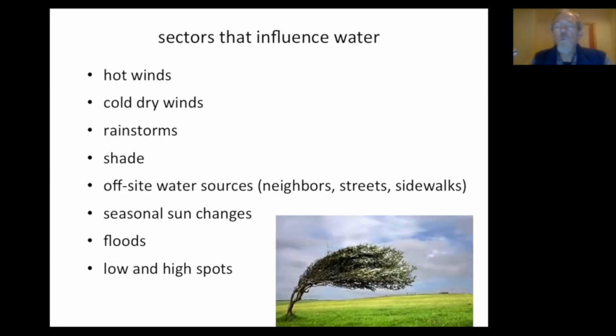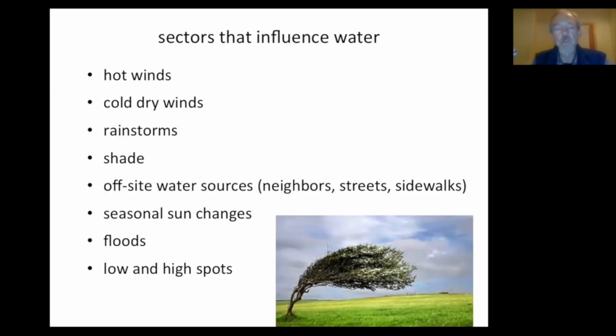And then water that comes from off your site. Your neighbors might have an overhead sprinkler, or the water running down the gutter in the street or running off of the sidewalk. You can't really change what your neighbors are doing or where the street is, but you can collect water from there. And then where is the sun going to be? Over the seasons. In June, the sun hits very different places than where it does in December. So you want to pay attention to that. Things that might be nice and cool and shady in March could be baking in the sun in August.